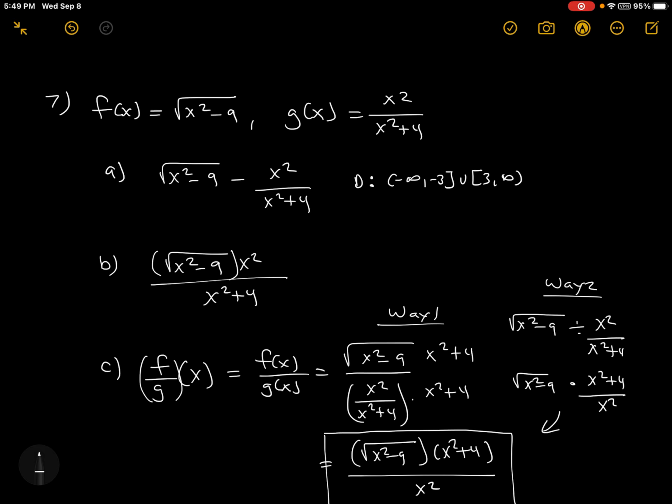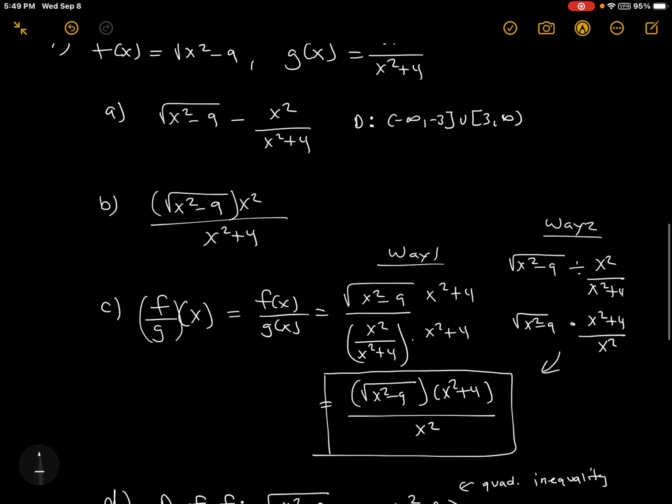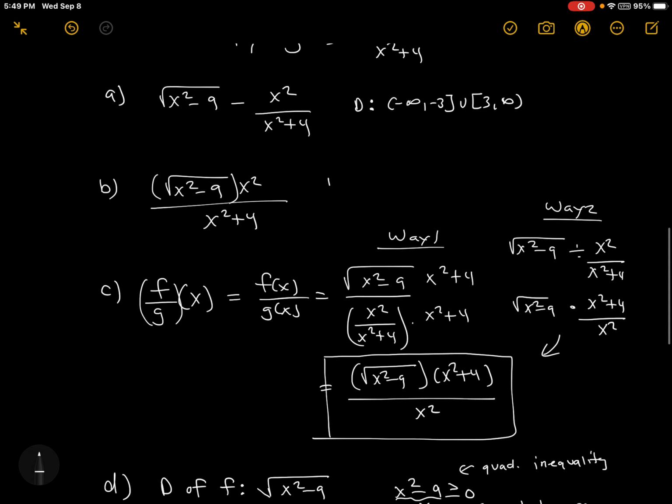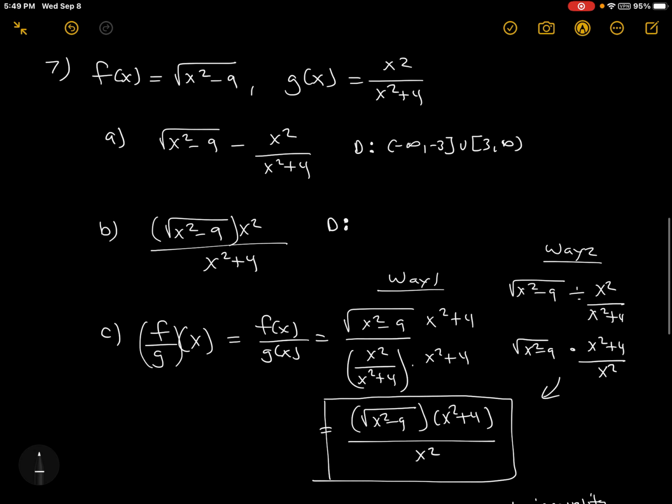Same thing on this one. This is a multiplication problem. The domain of f times g is the domain of f and the domain of g where they overlap, and you're going to get the same result for this domain: negative infinity to negative 3, union 3 to infinity, inclusive.